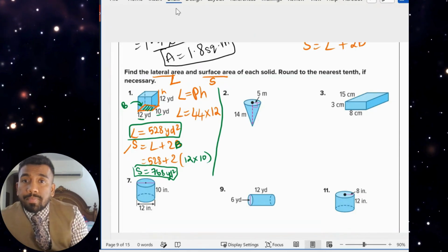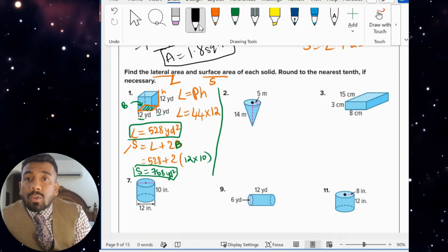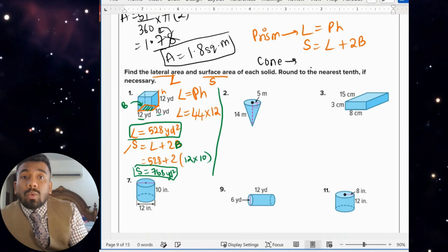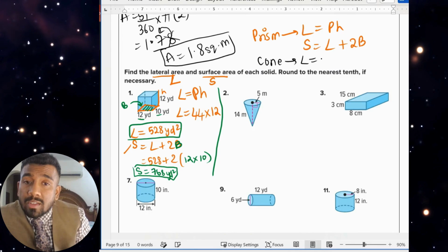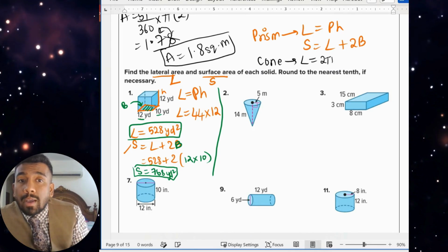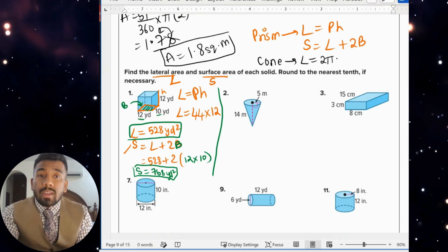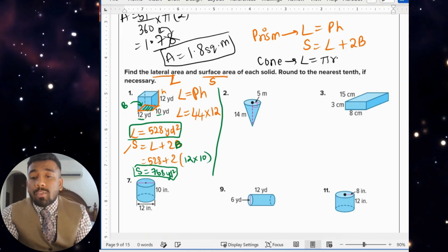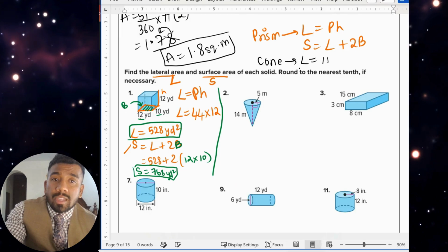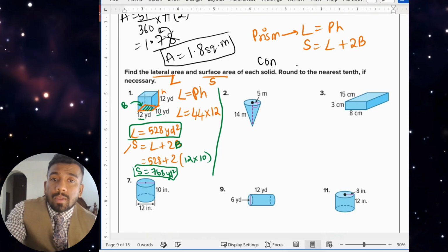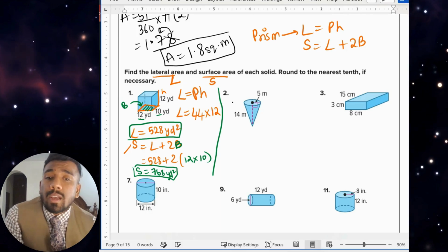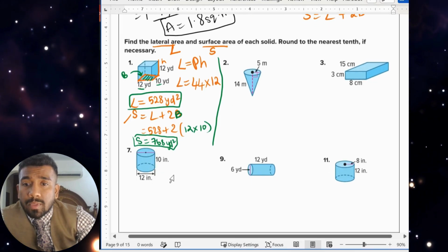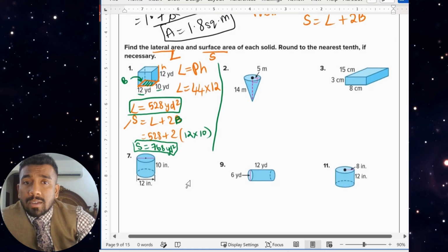Question number 2 is not a prism. What is it? It's a cone. For a cone, it's a different formula for the lateral area. So the lateral area will be 2 pi r. Sorry, for a cone, it's different. It's not 2 pi r h, it's pi r. Okay, before doing the cone, let's do the cylinder first. You'll get to know why I'm doing the cylinder first. So let's do this cylinder. Now for a cylinder, what's the formula?